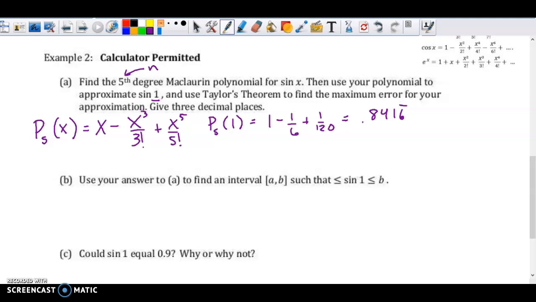we have to think about what our maximum value is going to be. And for sine and for cosine, you're talking about either one of those. If you think about the graph of sine or cosine, the max value is going to be 1. So that's our M in this problem.